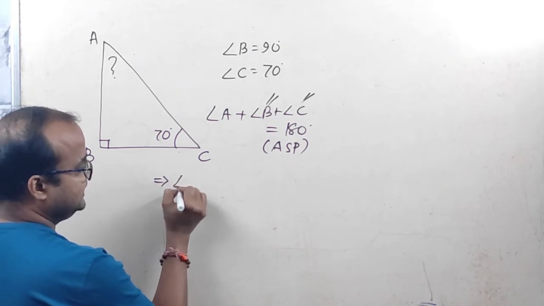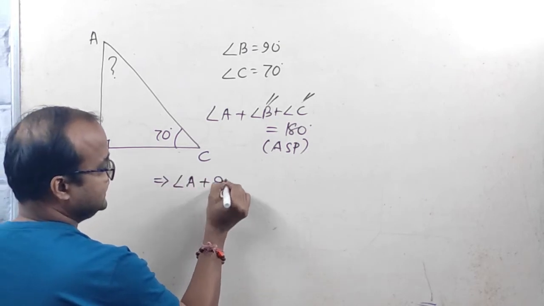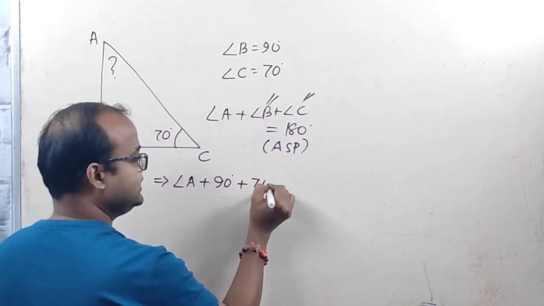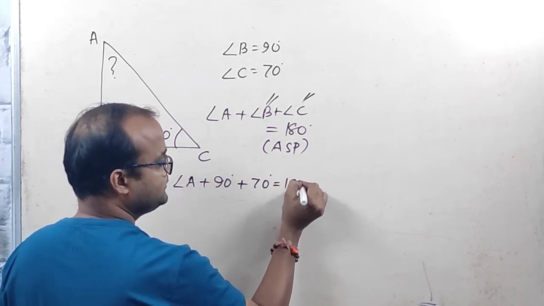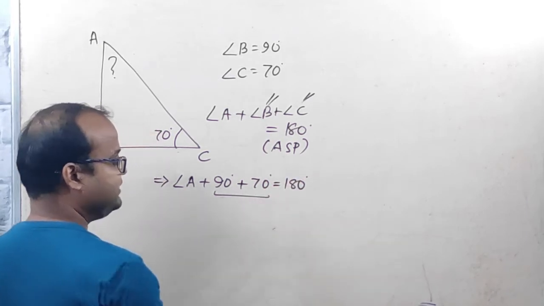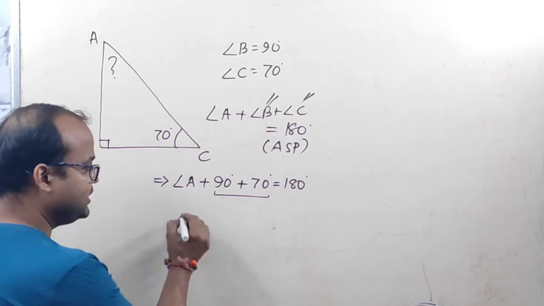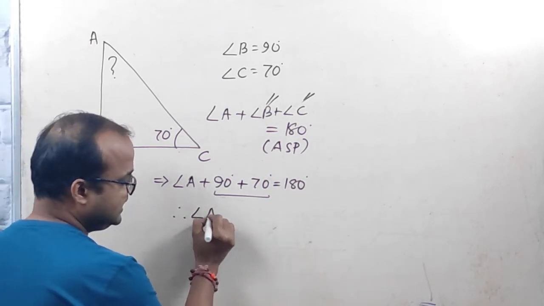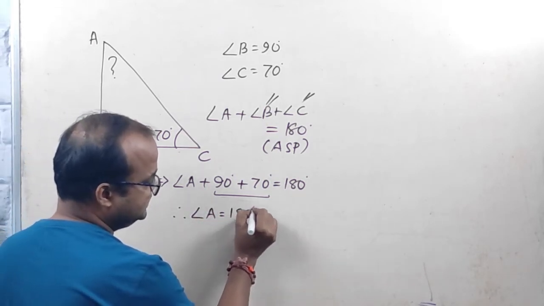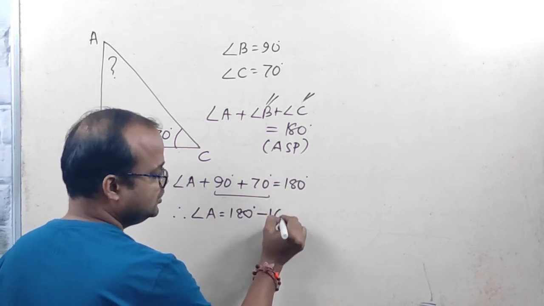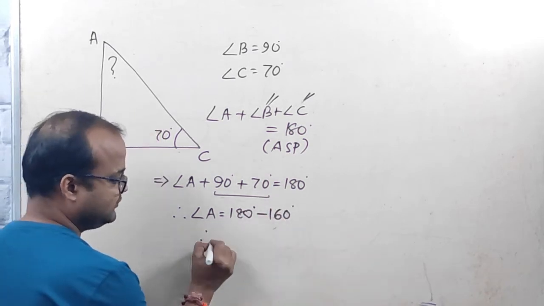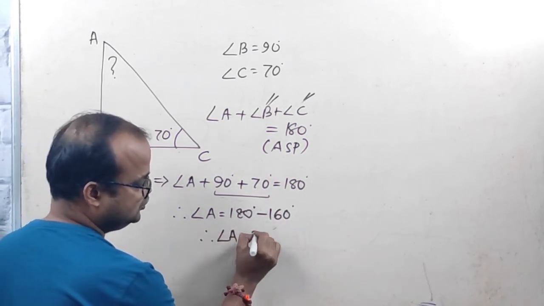So we'll get angle A plus 90 plus 70 equals 180 degrees. 90 plus 70 equals 160. Therefore, angle A equals 180 degrees minus 160 degrees. Therefore, angle A equals 20 degrees.